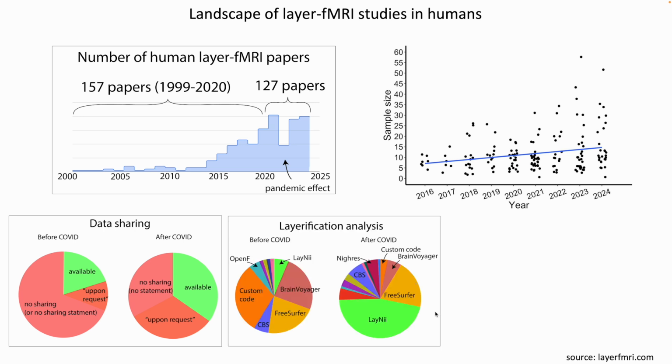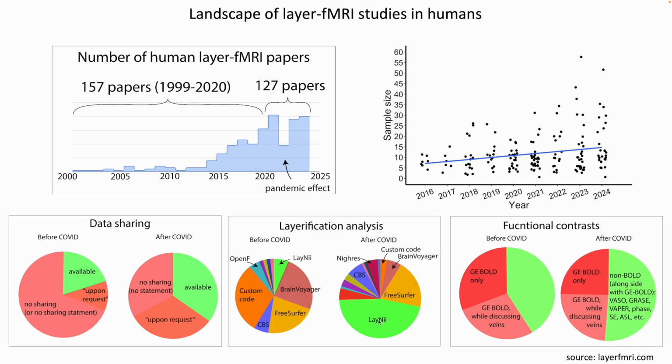The used software packages for layer segmentation also have shifted quite a bit, requiring a flexible combination of these tools that are out there. And last but not least, the used contrasts have moved away from only gradient echo BOLD, with the majority of layer-fMRI studies now using a combination of more complex contrasts, for example, including VASO. And all of these challenges need to be considered when doing layer-fMRI analyses.